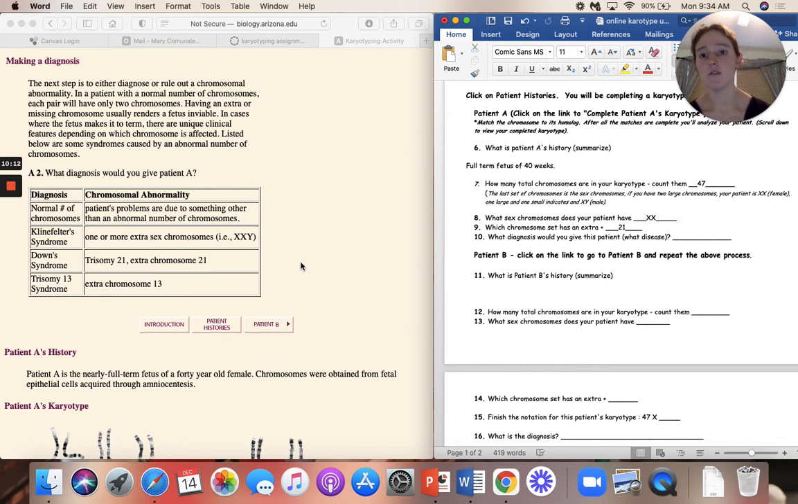Listed below are some syndromes caused by abnormal number of chromosomes. So we have an extra one on number 21. This is normal, Klinefelter's, Downs, and trisomy 13. So this is what we could potentially have wrong with this fetus.